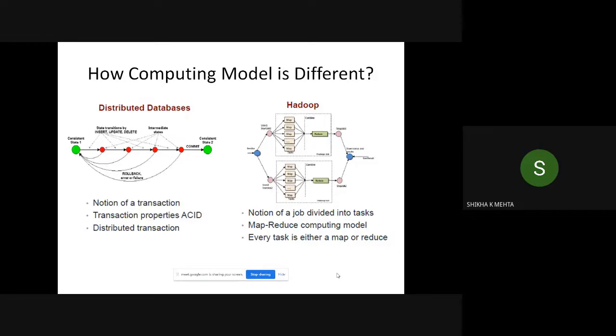Can anybody tell me what is the full form of ACID? It's a basic question, but you have studied about DBMS. What does this abbreviation stand for? ACID. Ma'am, atomicity, consistency, durability, and ma'am, I don't remember. I is isolation. Okay, fine.